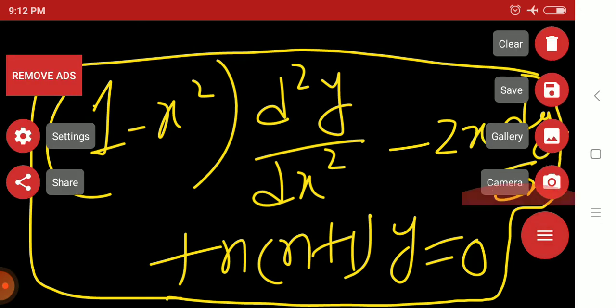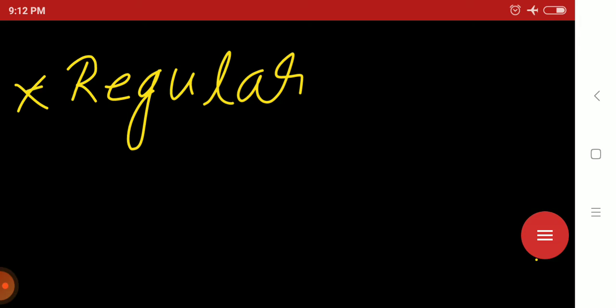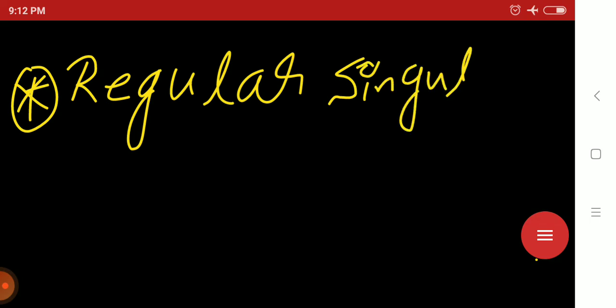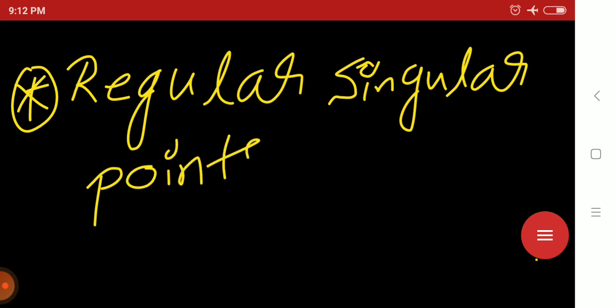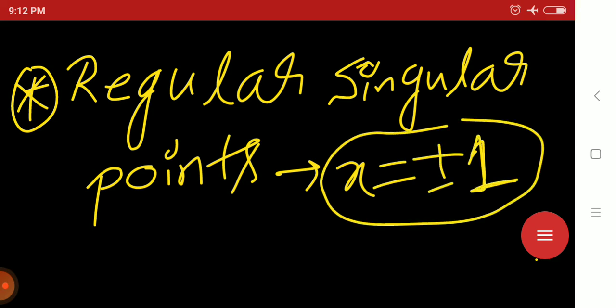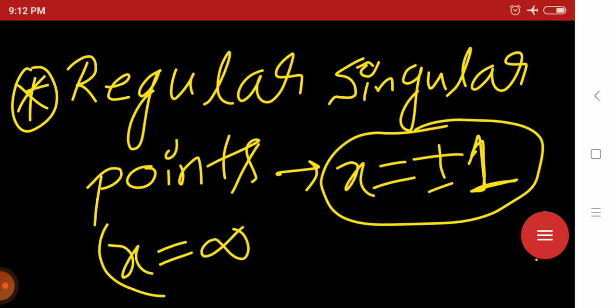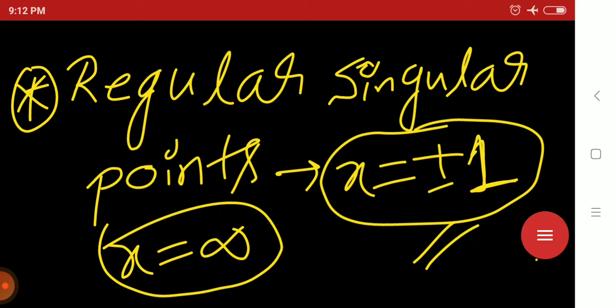Important note: the Legendre differential equation has regular singular points at x equals plus minus 1 and x equals infinity. At these three points it has regular singular points, and therefore it has a series solution about x equals 0 that has a unit radius of convergence.